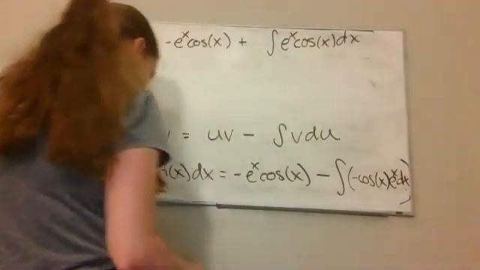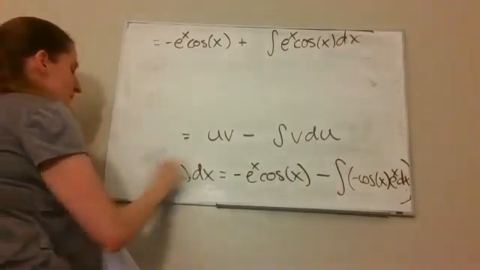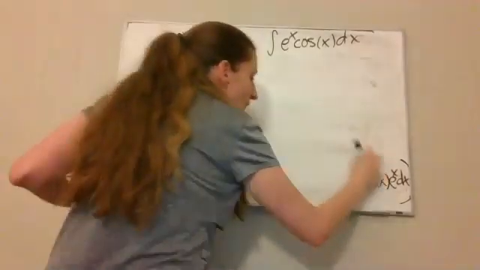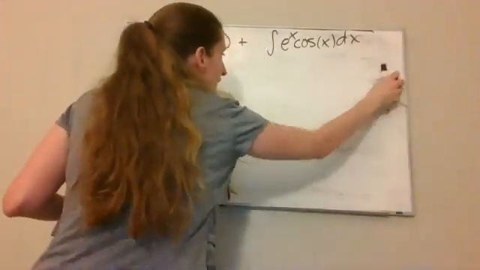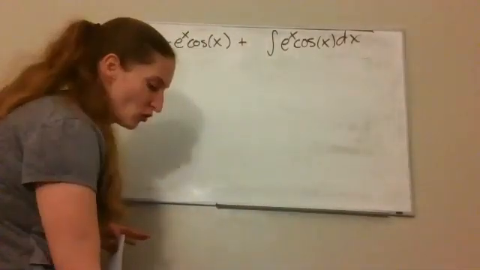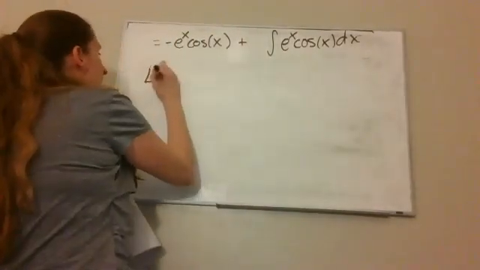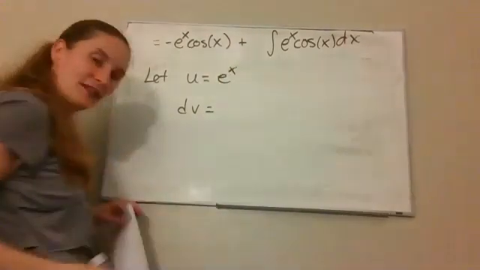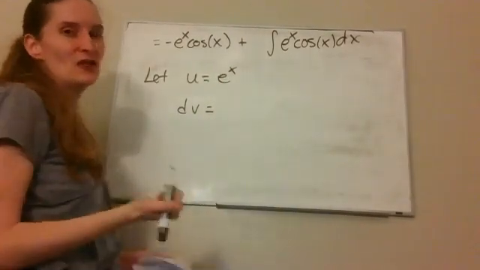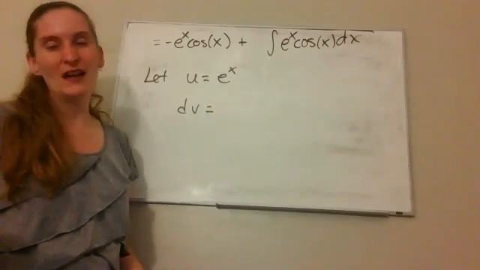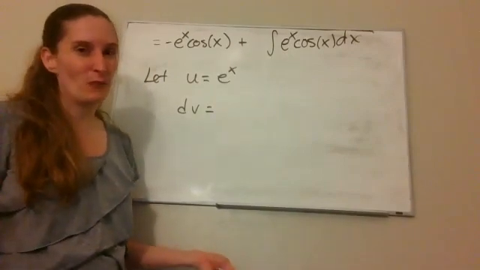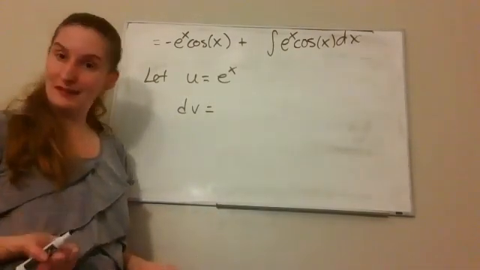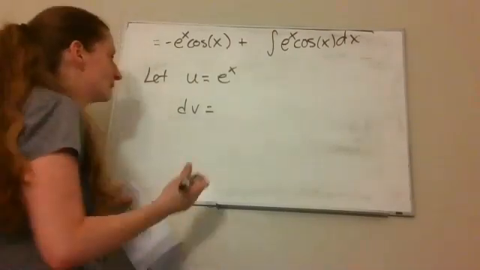So I need to choose a new u and a new dv. Now, I would suggest that when you are doing problems where you integrate by parts more than one time, stay consistent with your choice of u and dv. So since I chose u equals e to the x last time, I'm going to stick with that this time. If you don't stay with the same thing you chose before, sometimes really crazy stuff happens where you end up right back where you started from and you've lost everything else. So I suggest that you stay consistent to eliminate some of those problems.